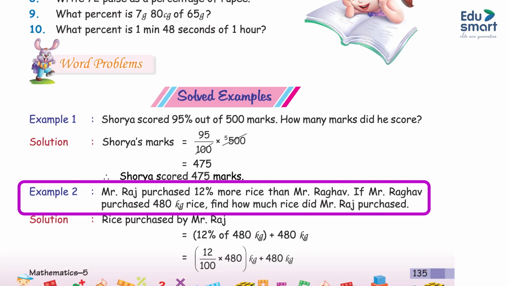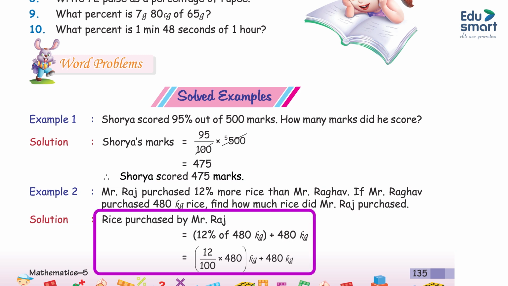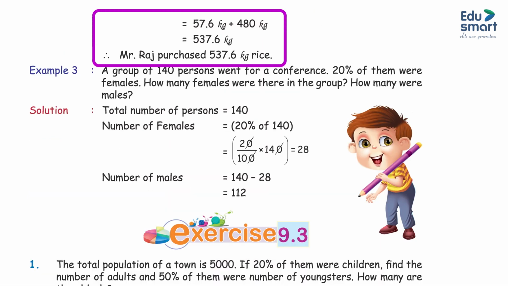Example 2. Mr. Raj purchased 12% more rice than Mr. Raghav. If Mr. Raghav purchased 480 kg rice, find how much rice Mr. Raj purchased. Solution. Rice purchased by Mr. Raj is 12% of 480 kilogram plus 480 kilogram. 12 upon 100 into 480 kilogram plus 480 kilogram, 57.6 kilogram plus 480 kilogram, 537.6 kilogram. Mr. Raj purchased 537.6 kilogram rice.